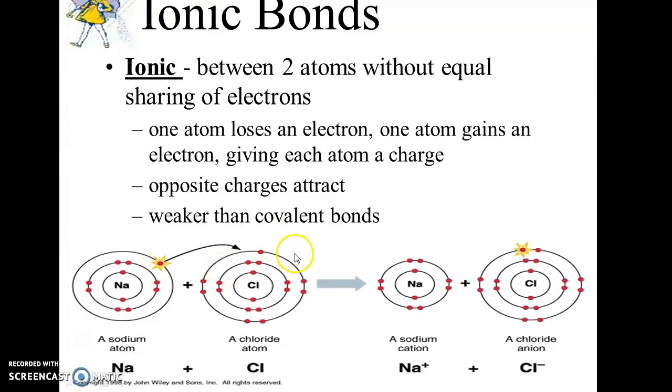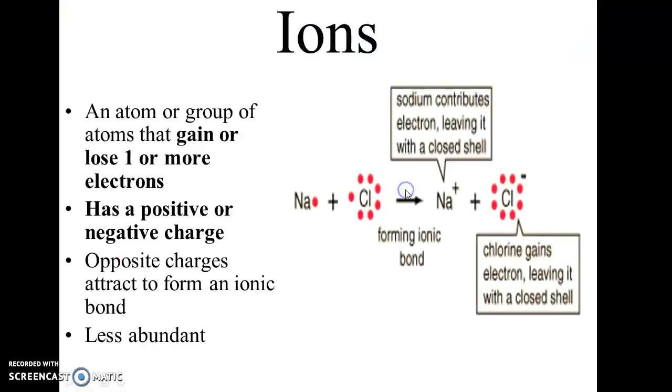and jump onto the chloride atom, and this will become a chloride ion, and it has a negative charge because it has this extra electron. And likewise, the sodium ion becomes a cation. It has a positive charge because it's lost one electron, so it has more of a positive charge. These bonds are weaker than covalent bonds.